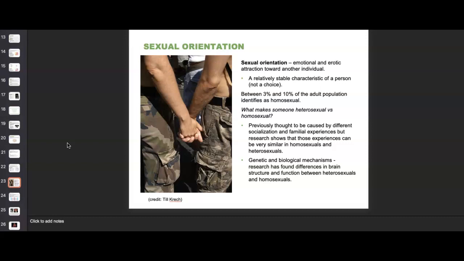And we ask the question, what makes someone heterosexual versus homosexual? Previously thought to be caused by different socialization and familial experiences, but research shows that these experiences can be very similar in homosexuals and heterosexuals. And then there are the genetics and biological mechanisms behind that. Research has found differences in brain structures and function between heterosexuals and homosexuals.